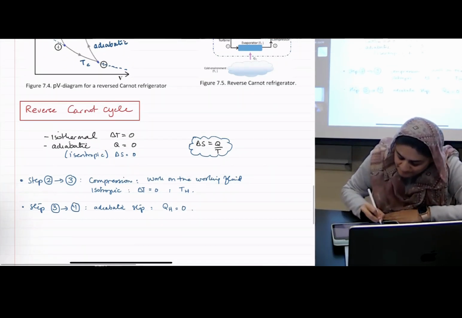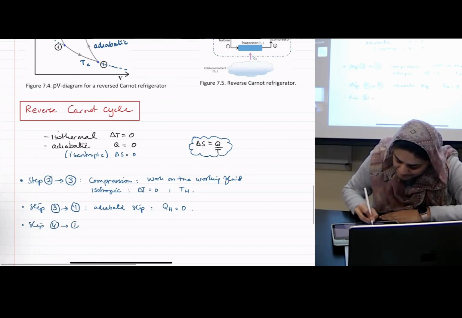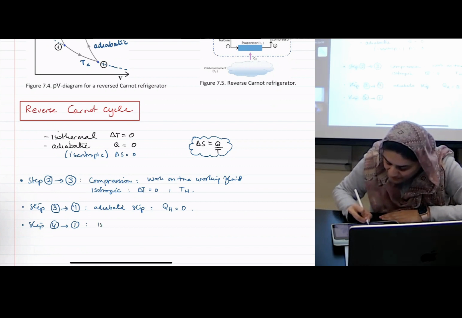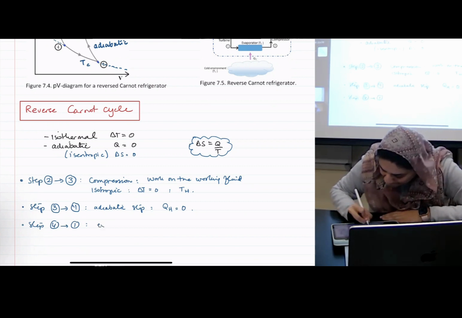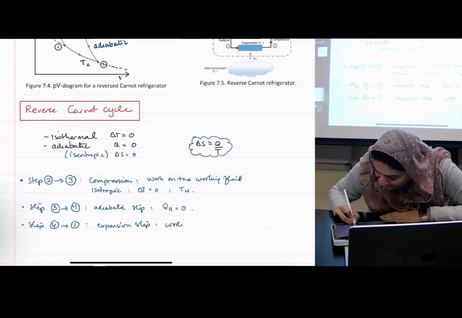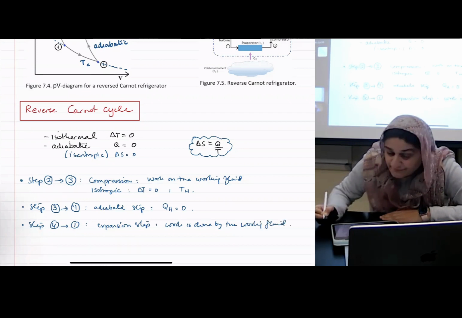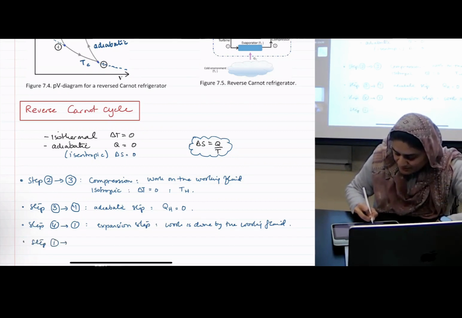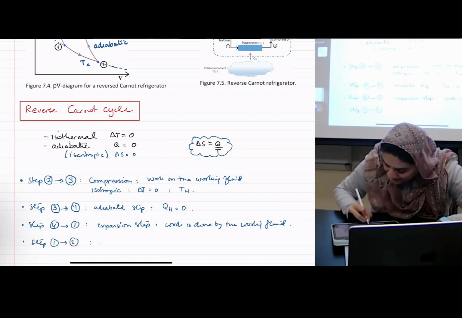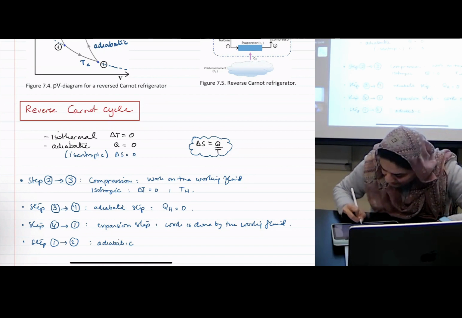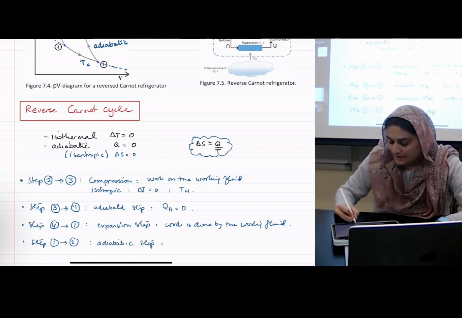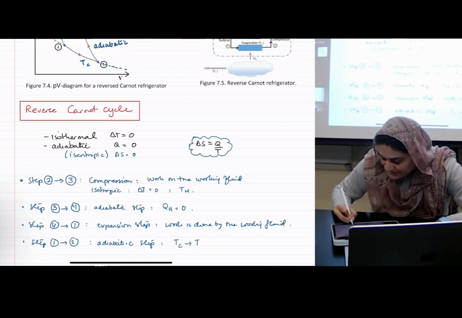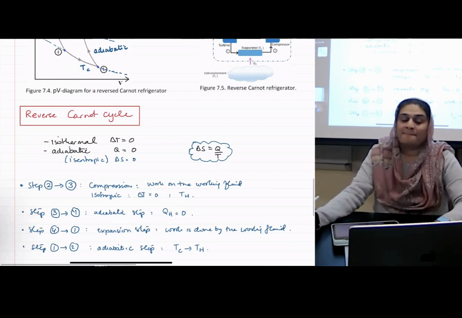Step 4 to 1. Will be an isothermal expansion, right? Work is done by the working fluid. And steps 1 to 2 will be adiabatic step. Again, where TC goes to TH, right? Very, very quickly.